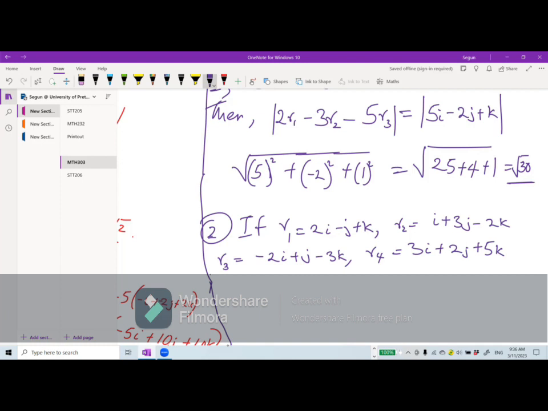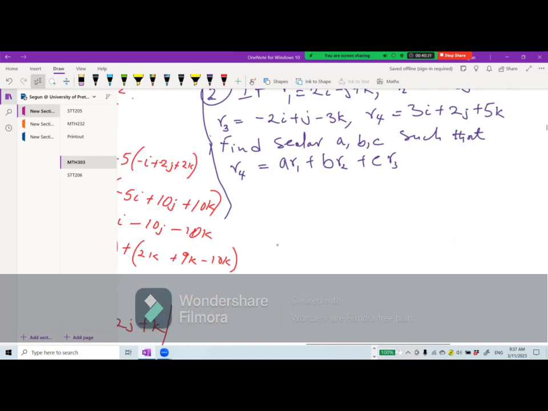So in this case, we're asked to find scalars a, b, c such that R4 equals aR1 plus bR2 plus cR3. So how do we solve this problem?